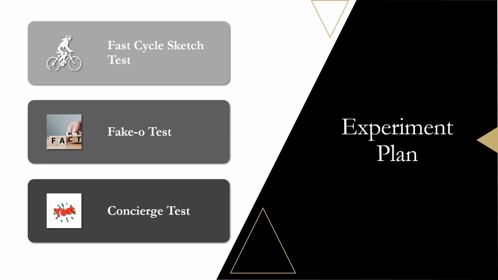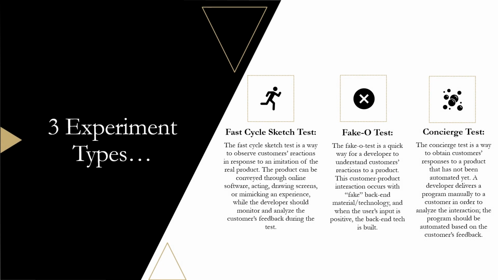The last step is the experiment plan. There are 3 types of experiments. Number 1, the fast cycle sketch test. Number 2, the FACO test. And number 3, the concierge test. The fast cycle sketch test observes testers using a prototype that you've sketched out. The product can be conveyed through online software, acting, drawing screens, or mimicking an experience.